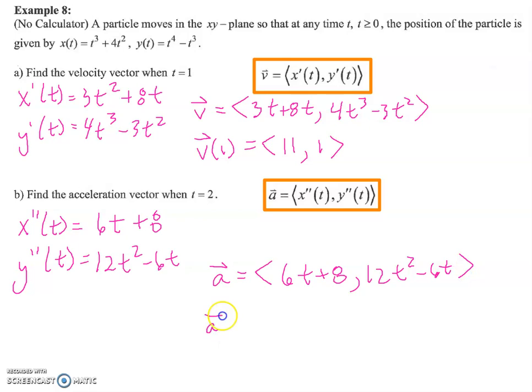And then we can evaluate that at, my paper is asking us to evaluate at 2. So if I take 2 and plug into x double prime of t, we get 6 times 2 plus 8, which is going to give us 20, comma. Now if I take 2 and plug into y double prime of t, we've got 12 times 2 squared minus 6 times 2, which is going to give us 36.